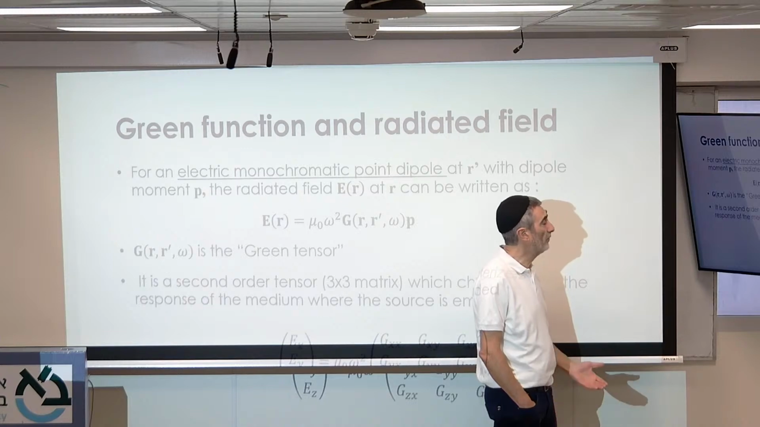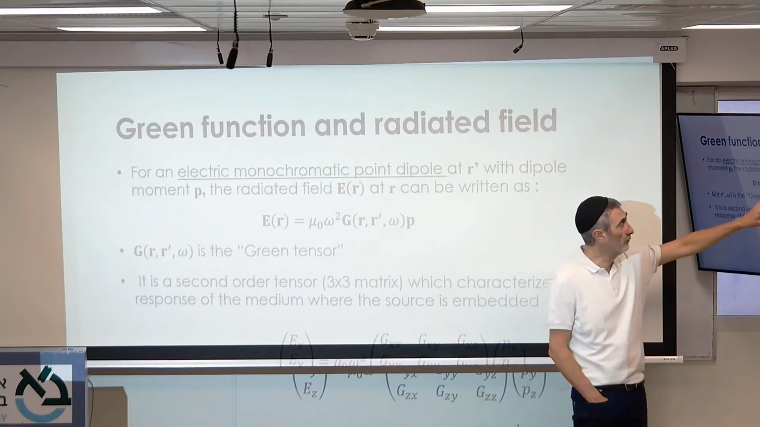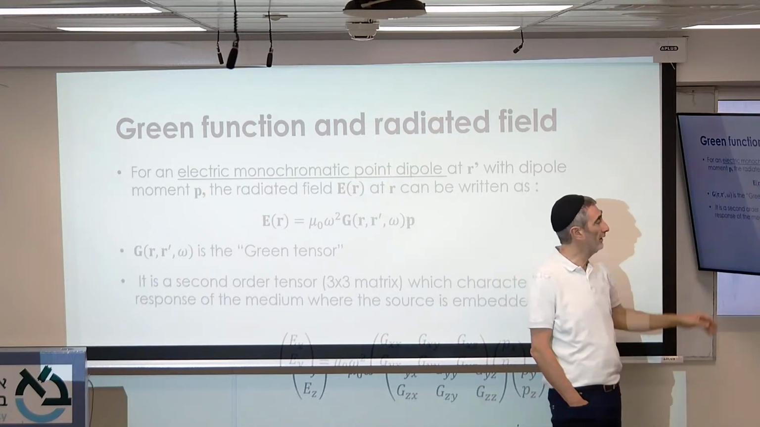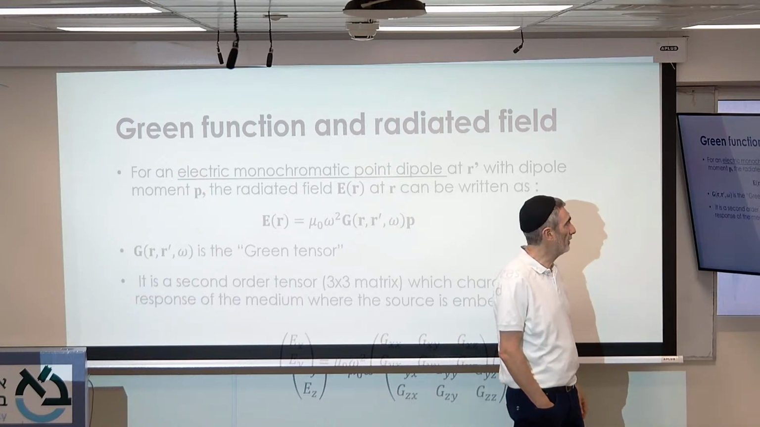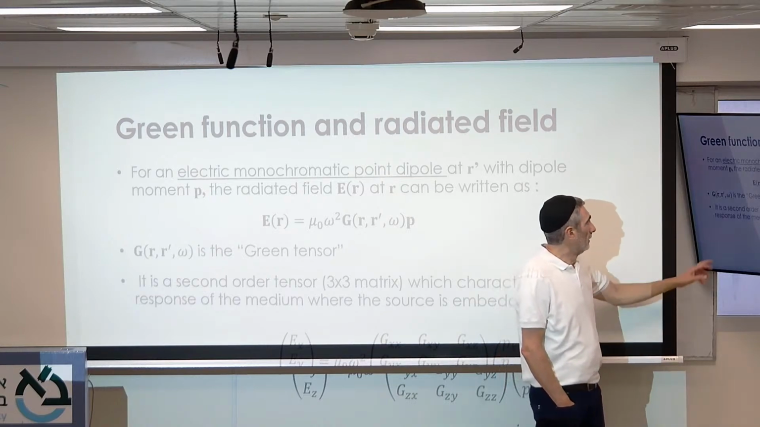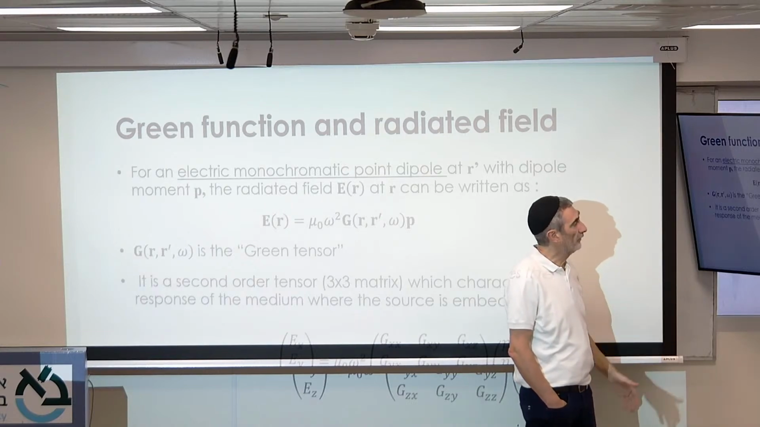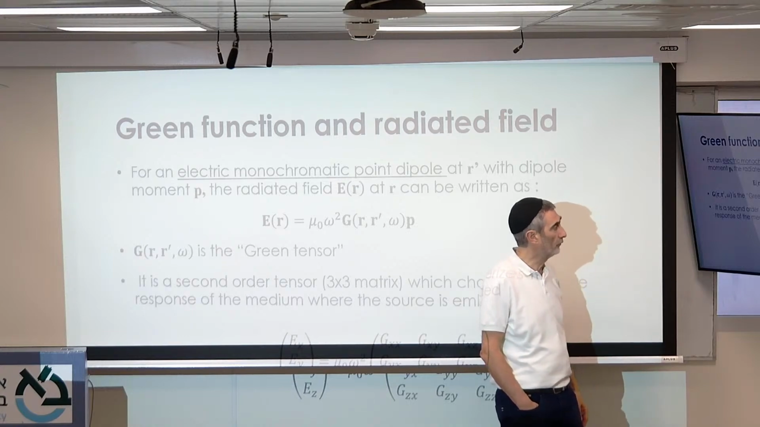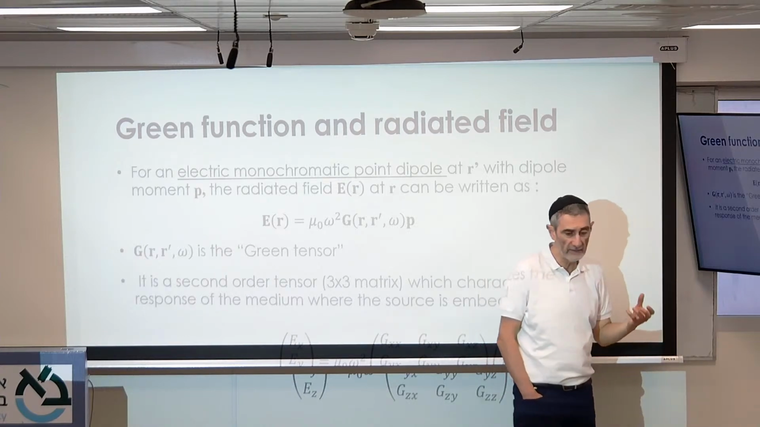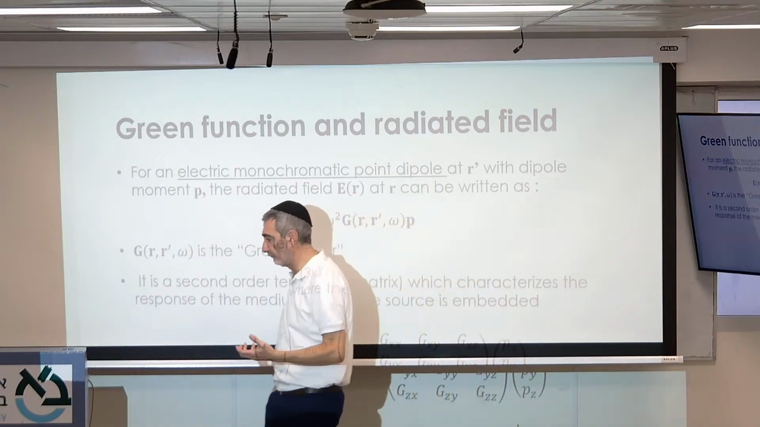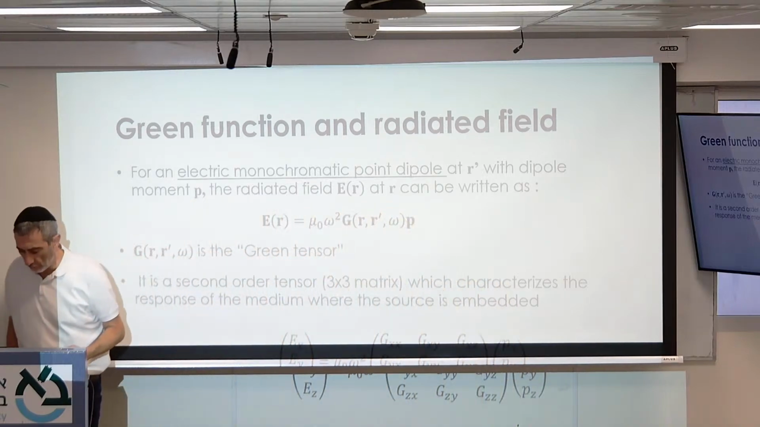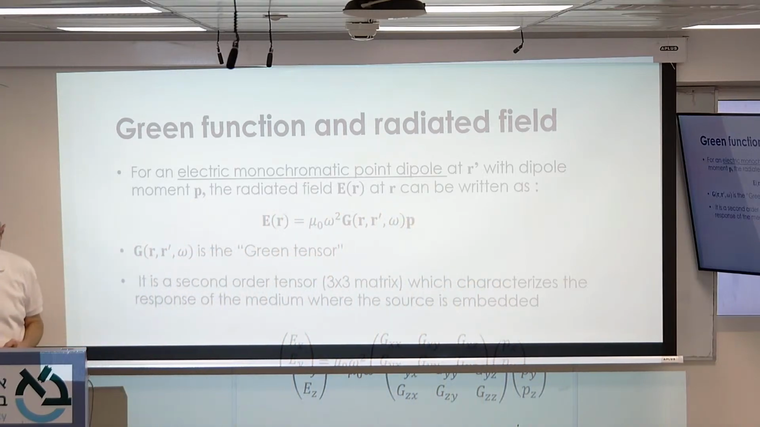Okay, so there is a simple relation between the field and G. Once you get G, you get the field information. G is the green tensor. It's a second order tensor which characterizes the response of the medium where the source is embedded. So you actually get information about the full system, including the sources themselves.